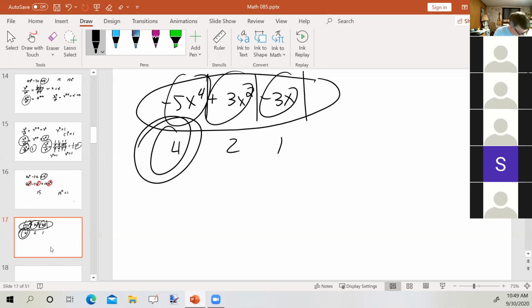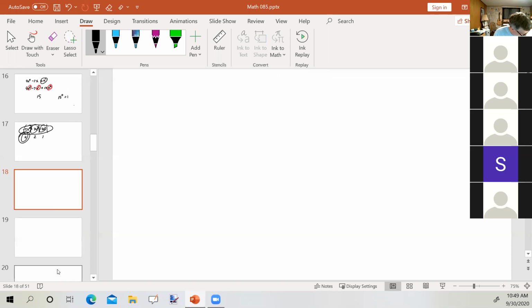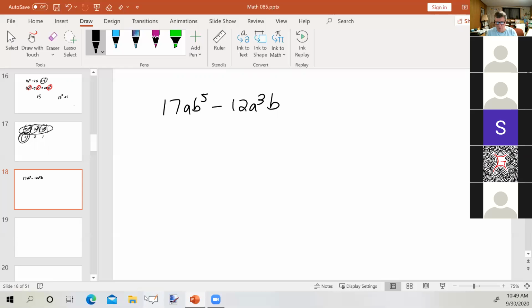Let's take a look at another example. 17ab to the fifth minus 12a cubed b. What kind of polynomial is this? Is it a monomial, binomial, trinomial, or just a polynomial in general? It's a binomial. Binomial, it has 2 terms. What's the coefficient of the first term? 17. Good. What's the coefficient of the second term? Be careful. Negative 12. Excellent.